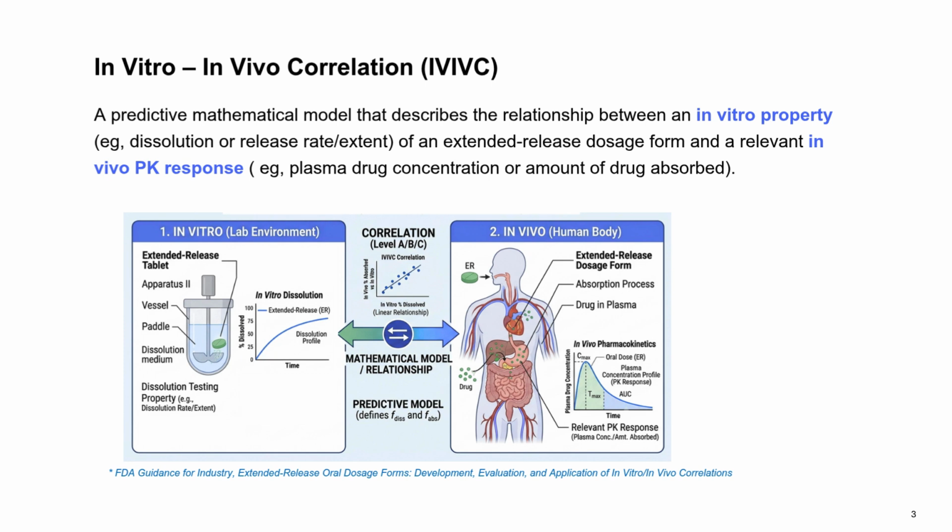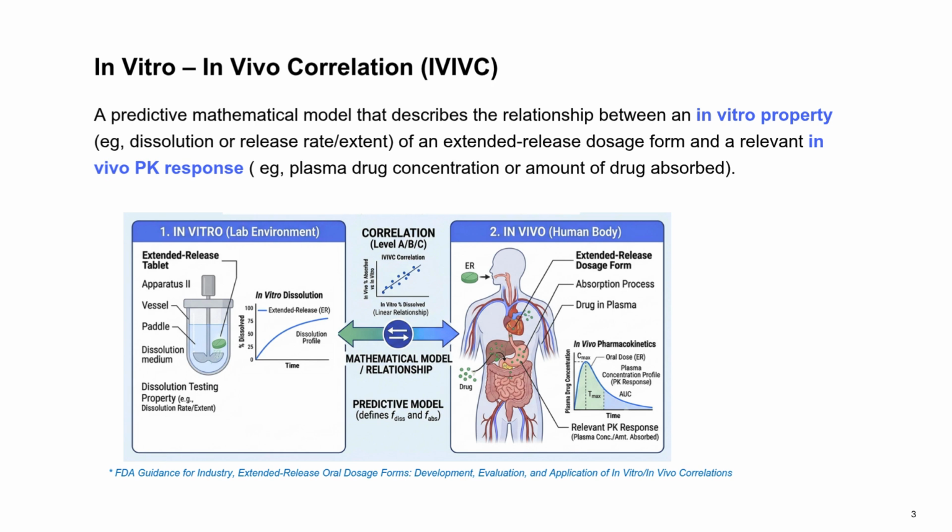IVIVC is a predictive mathematical framework that describes the relationship between an in vitro property such as dissolution or release rate of an extended release dosage form and its corresponding in vivo pharmacokinetic response, such as plasma drug concentration or the amount of drug absorbed. Specifically, IVIVC links how a drug dissolves in a laboratory setting to how it behaves in the human body.